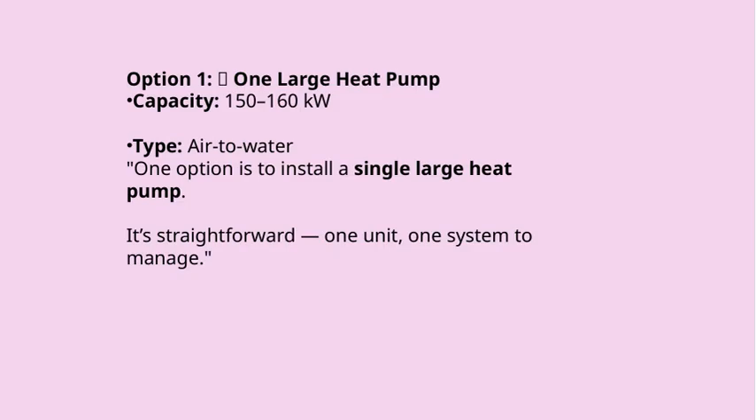So one option we're looking at is installing a single large heat pump. This particular option has a capacity ranging from 150 to 160 kilowatts, which makes it quite powerful. It's an air-to-water type, meaning it extracts heat from the outside air and transfers it to water for heating purposes. The advantage here is simplicity. You only need one unit to manage. It's straightforward to install and operate, which can make maintenance easier as well.